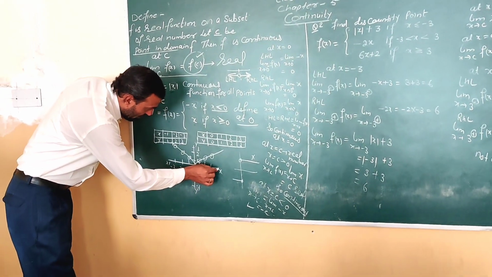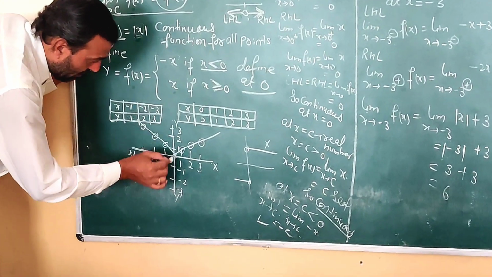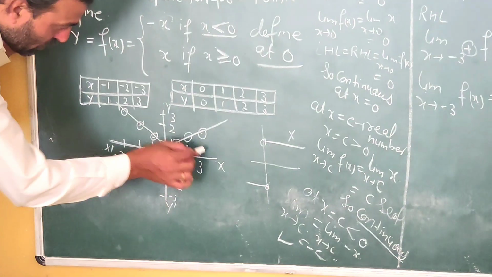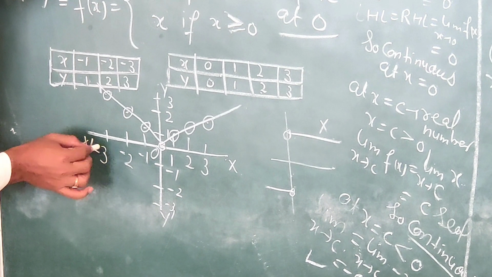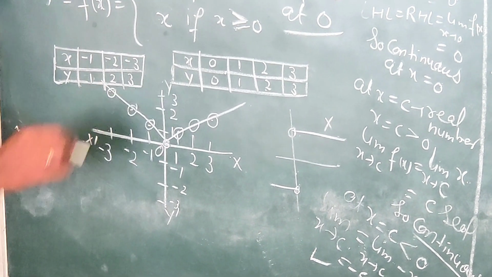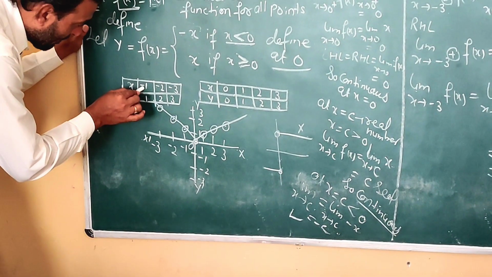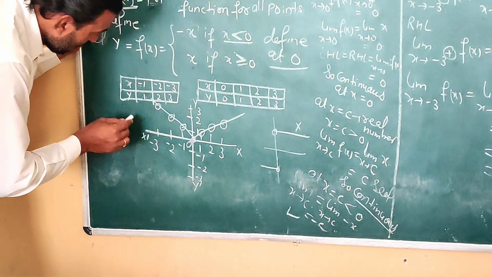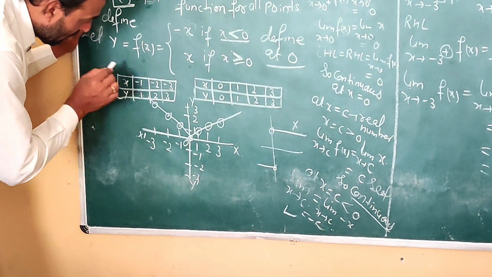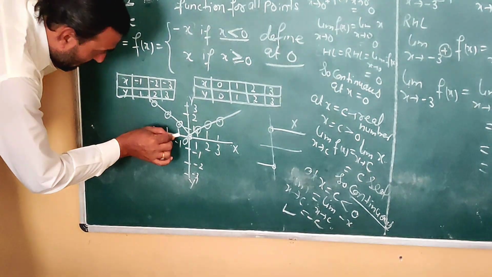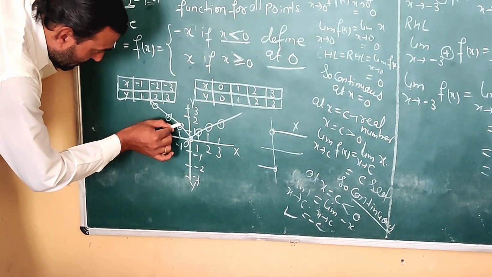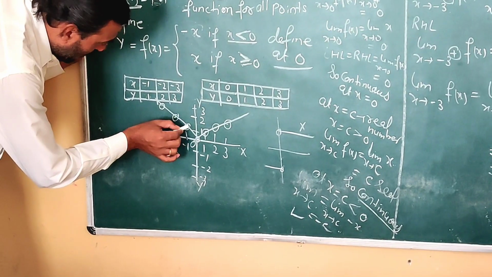Here is 0, positive x, negative x, y dash. We take the points 1, 2, 3, and minus 1, minus 2, minus 3, and in the downward direction 1, 2, 3 and minus 1, minus 2. First of all, x is equal to minus 1, y is equal to 1. Here x is equal to minus 1 and y is equal to 1; this point we get.